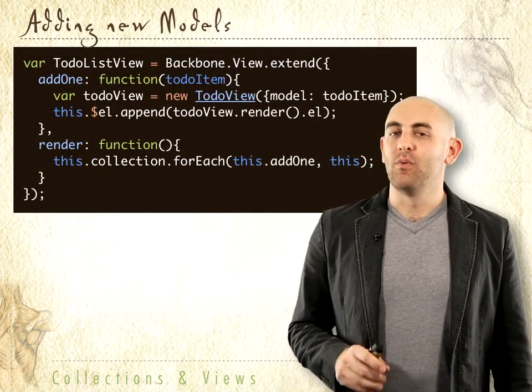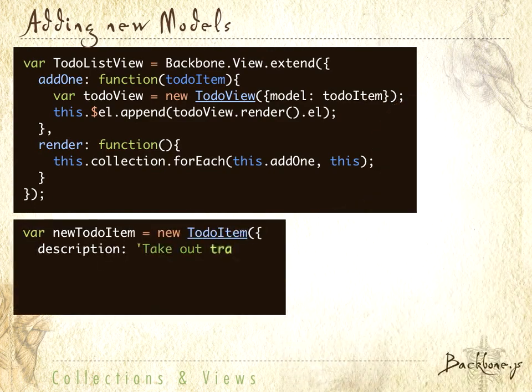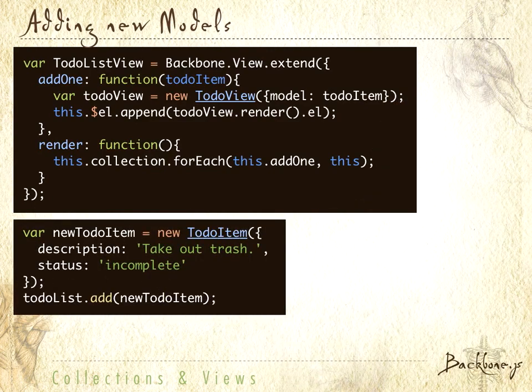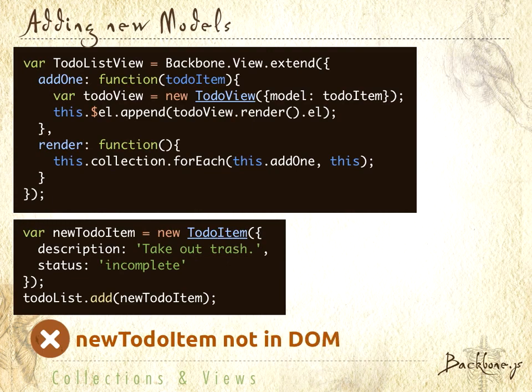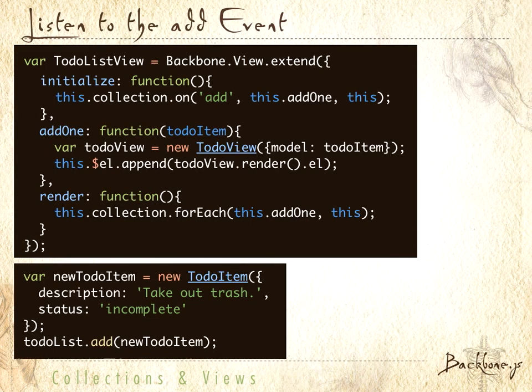What's going to happen though when we try to add a new to-do item to our collection? Right now it's not going to update the view. We have to change our collection view first. Let's add an initialize function to our collection view.